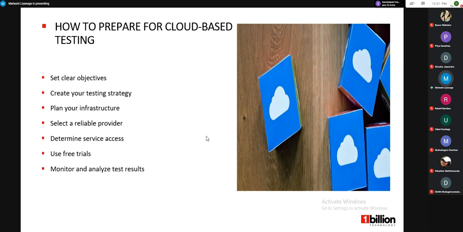And at last, we have monitor and analyze the test results. In the cloud, this will allow constant service availability. And it's better to monitor the test results in real time. And by analyzing the results in real time, testers can quickly react to the issues.